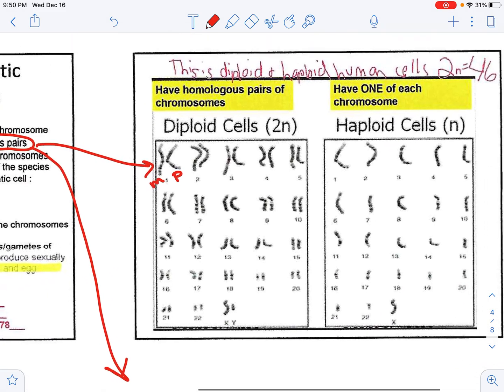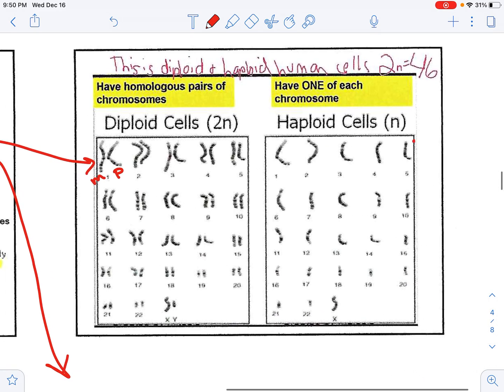Okay, so notice the haploid cells, so this would be sperm and egg. If this was a sperm or an egg and I was looking at their chromosomes, notice they're haploid, they have half, and they only have one of each chromosome type. They have no pairs. Diploid cells have pairs, and we call these homologous pairs. So that would be a homologous pair.